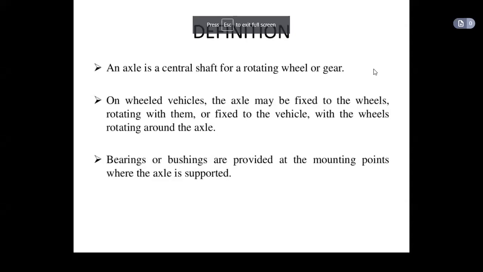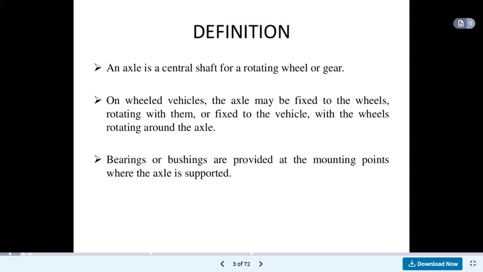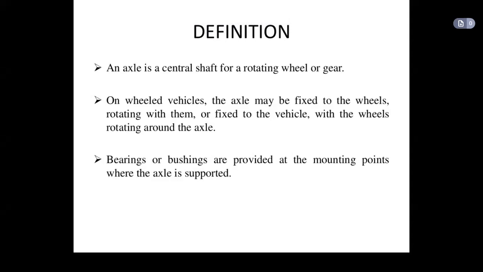So if we see the definition, an axle is a central shaft for a rotating wheel or gear. We know that a shaft supports components or bearings. So this axle acts as a central shaft for rotating wheels or gears. On wheeled vehicles, the axle may be fixed to the wheels, rotating with them, or fixed to the vehicle with the wheels rotating around the axle. Means the axle shaft may be stationary and the wheels are rotating.